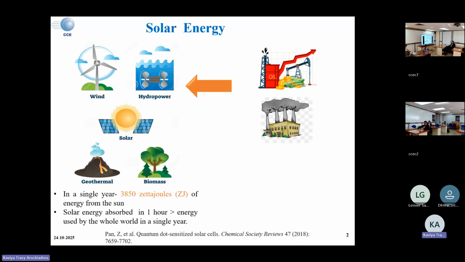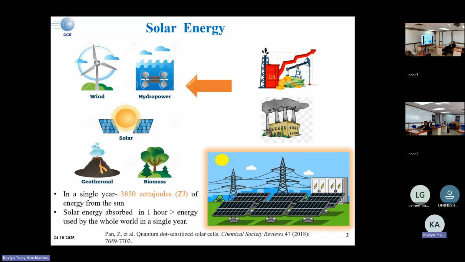In a single year, nearly 3,850 zettajoules of energy reach the surface of the Earth from the Sun, and the energy absorbed in 1 hour is more than enough to meet the energy requirements of humans for the whole year. So we understand that we have an abundant amount of energy. The only thing we need is to harness this energy and convert it to electricity to meet human needs. The technology that converts solar energy into electricity is photovoltaic technology, and we use solar cells for this process.